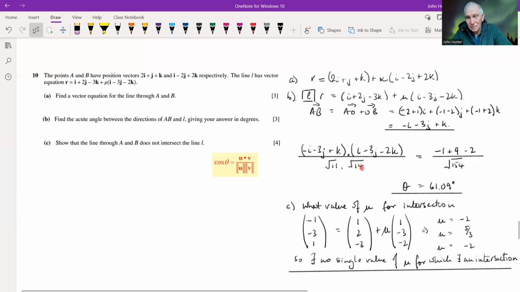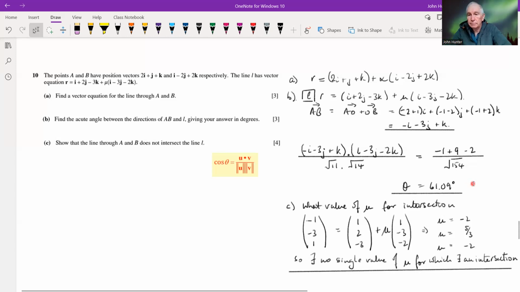So it's the square root of the sum of the squares, and that's going to give us this. Okay, so this numerator evaluates to 6 over root 154, and we want the arc cos of that, and that works out to be 61.09 degrees. Okay, so that is how we do that.